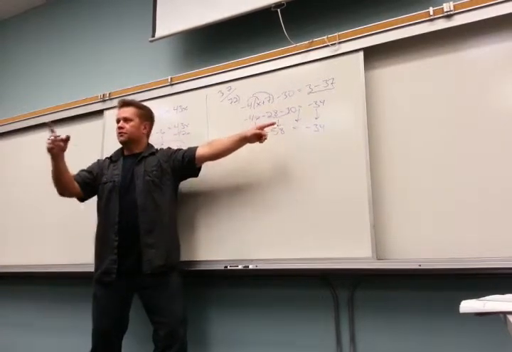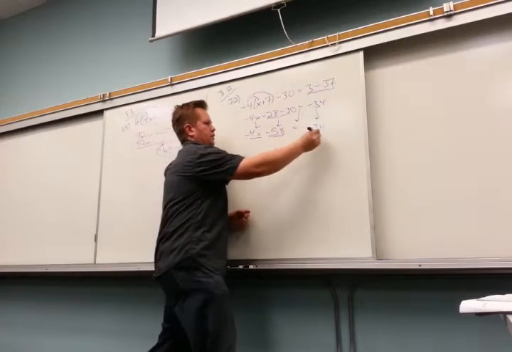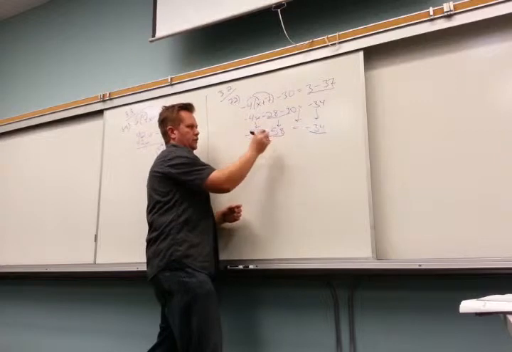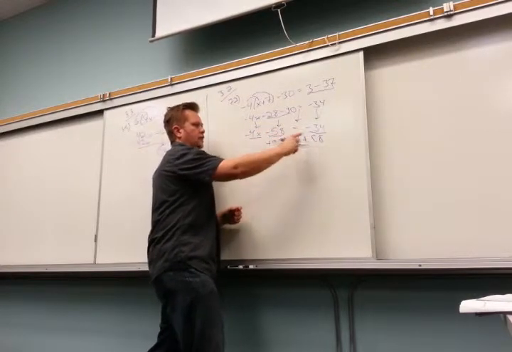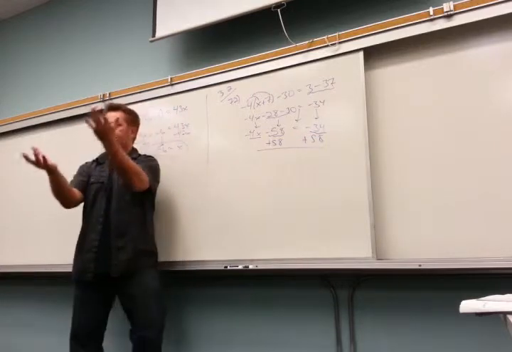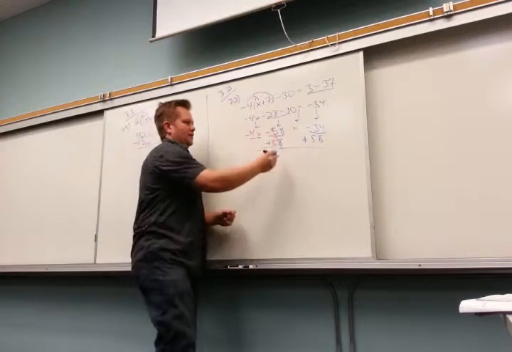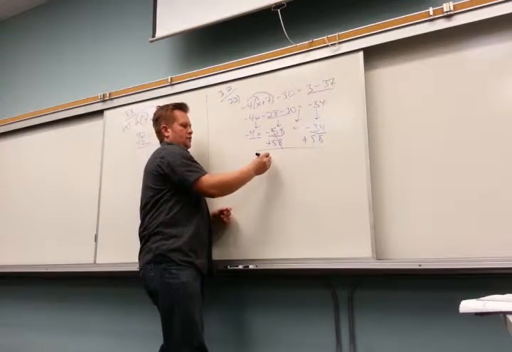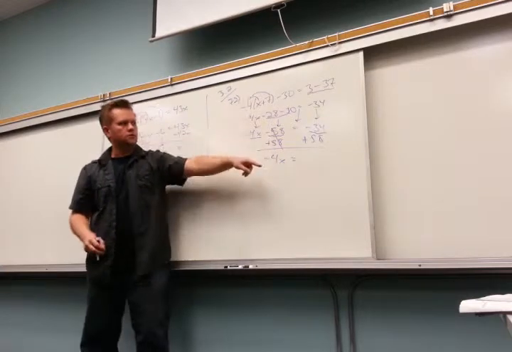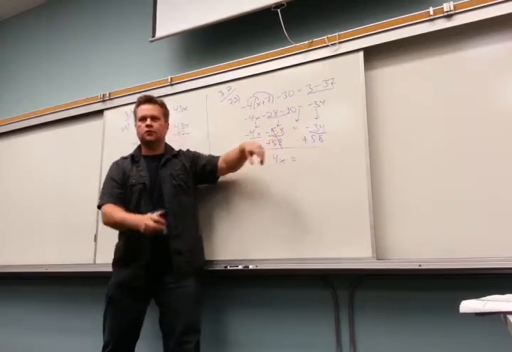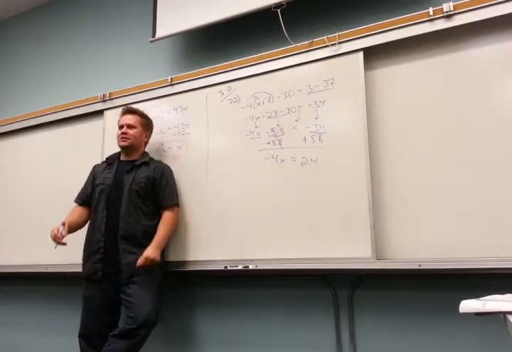So now, what's out of place? These guys are cool. These guys are out of place. They should be with those. So I kill them on this side by doing the opposite. Whatever I do to one side, I have to do to the other side to maintain the balance. So here, I've got my negative 4x still left alive. Equals, on this one, 58 minus 34, 24. X equals, and that's the answer of the day, it seems like.